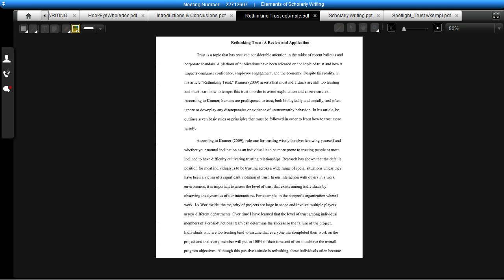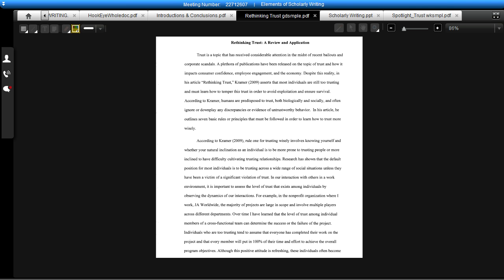For example, "the nonprofit organization where I work": is he bringing it in, or is this Kramer saying this? I'm not quite certain where the working with JA Worldwide comes from. Is that something that Kramer said, or is this a statement by the author of this paper?